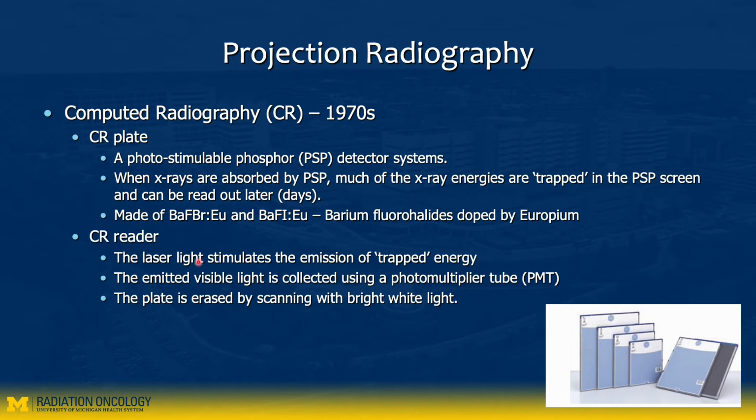So how does it get read? We use laser light to stimulate the emission of this trapped energy. The trapped energy will be stimulated by this laser light, and then it can be collected. The visible light will be collected using a photomultiplier tube, PMT. And then it can be reusable. Unlike films, the CR plate can be erased by scanning with a bright white light.